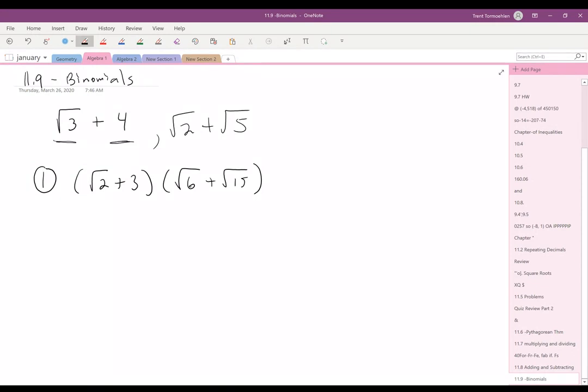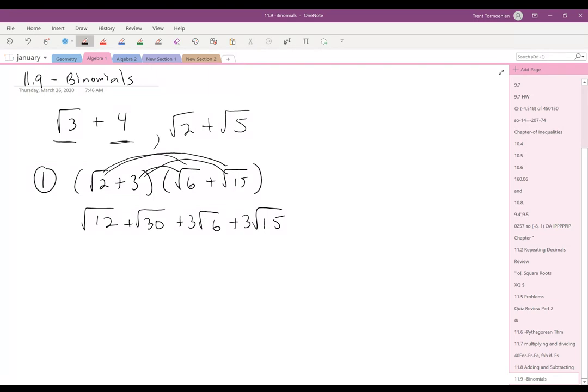And so we do square root of 2 times square root of 6 to get square root of 12, square root of 2 times square root of 15 to get square root of 30, square root of 3 times square root of 6 to get 3 times the square root of 6, and 3 times square root of 15 to get 3 times square root of 15. Then we need to go through and add, simplify, make sure all the radicals are simplified.